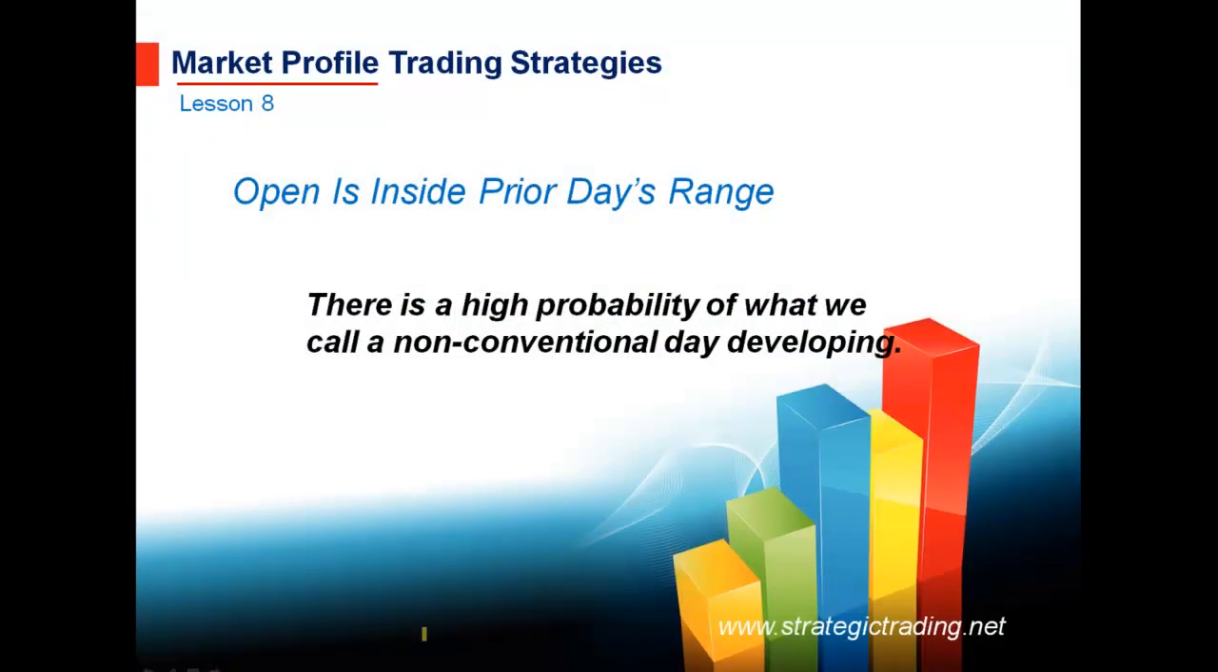We're going to begin by looking at an open that's inside the prior day's range. And once again, to review with you, a range is the price movement from the low to the high, or the high to the low. So we look at the prior day and we look at the range for that day, and where is the open relative to that. And if in fact the open is inside the prior day's range, then there is a high probability of a non-conventional day developing or occurring. And I'm going to talk a lot more about non-conventional days and different types of days, but for now, suffice to know that this is the type of day that an open inside the prior day's range indicates.